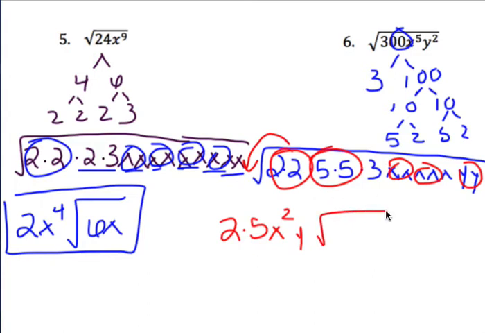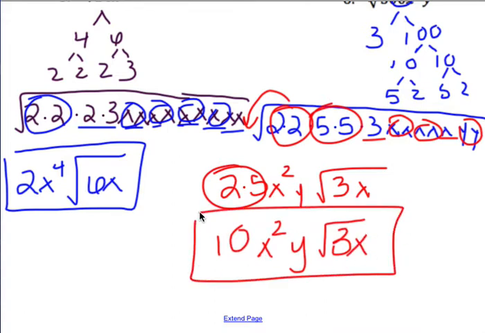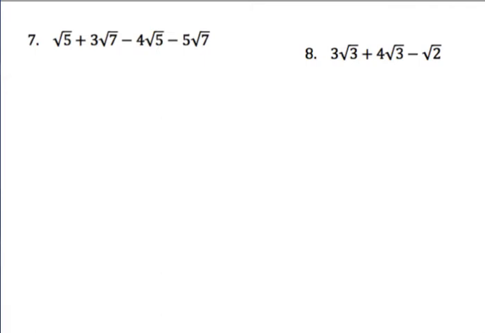So now I need to figure out what's still left underneath the radical. Well, I have that 3, and I also have another x. So the last thing I need to do is multiply that 2 times 5. Well, 2 times 5 is 10, and then I get x squared y, and left underneath the radical is 3x. So that's your final answer for number 6. Now let's take a look at number 7.